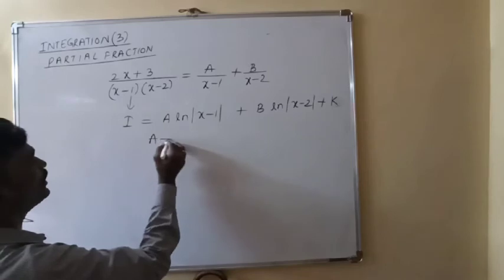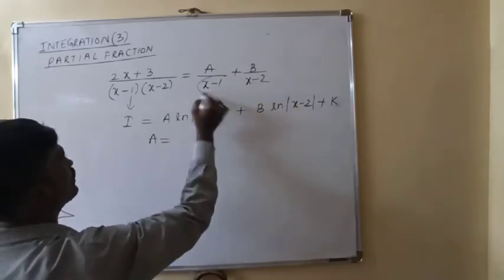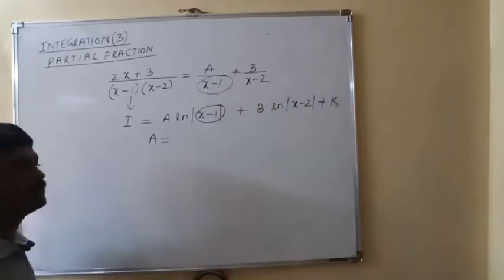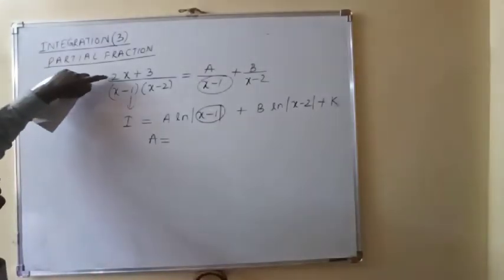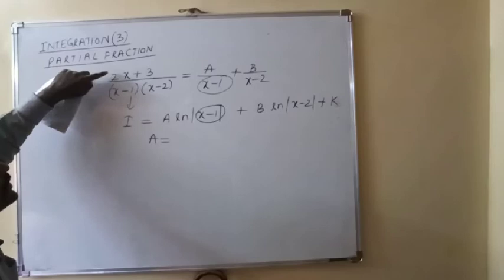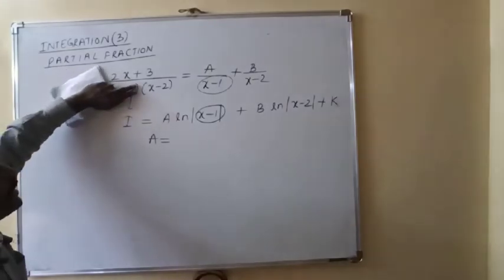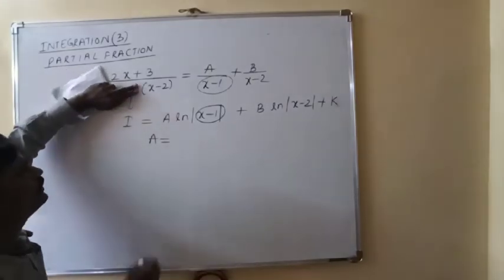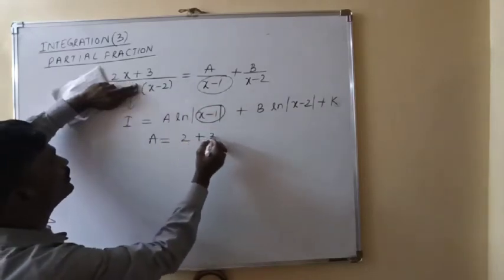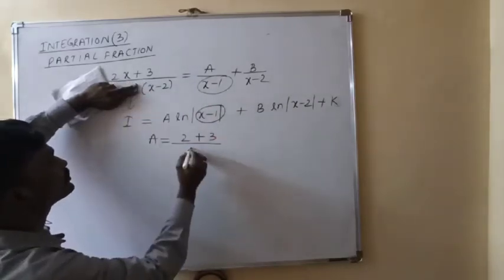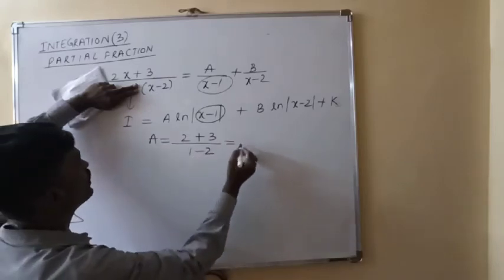And how can we find the A value? What is the factor under A? X minus 1. You put x minus 1 is equal to 0, what do you get? X value, 1. Put x is equal to 1 in this integrand, other than the factor x minus 1. If you put x value 1 in this factor, what do you get? 2 into 1, 2, plus 3, divided by 1 minus 2. 1 minus 2 is what? Minus 1.